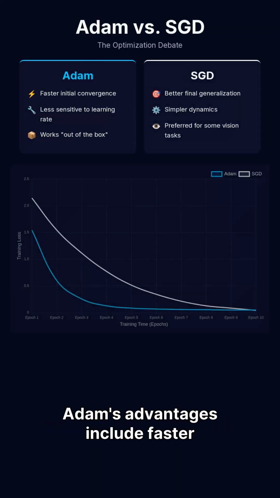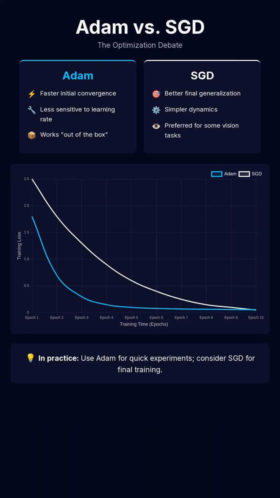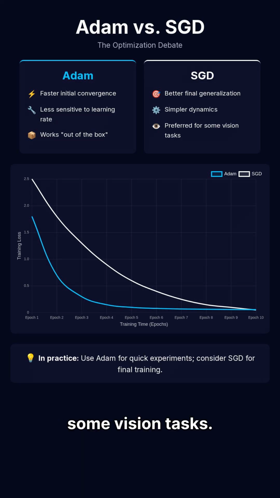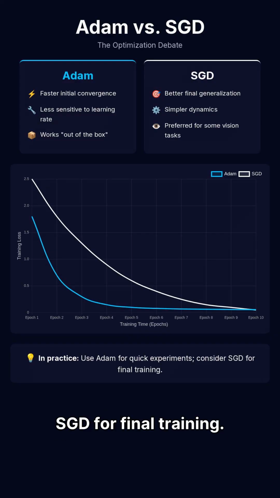A long-running debate exists between Adam and SGD. Adam's advantages include faster initial convergence and less sensitivity to learning rate, making it work out of the box. SGD's advantages are often better final generalization, simpler dynamics, and it's preferred for some vision tasks. In practice, use Adam for quick experiments. Consider SGD for final training.